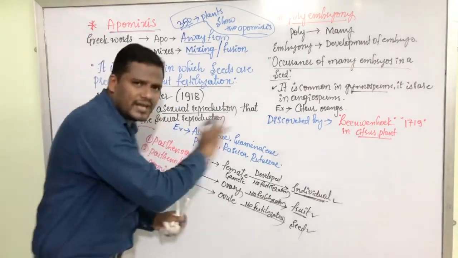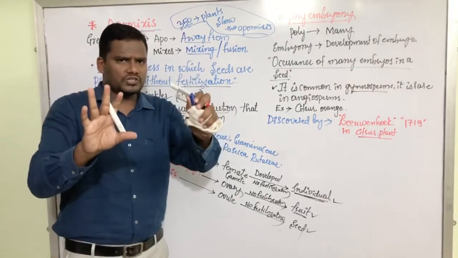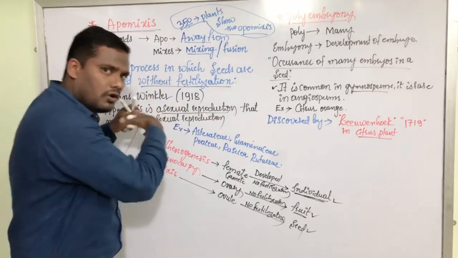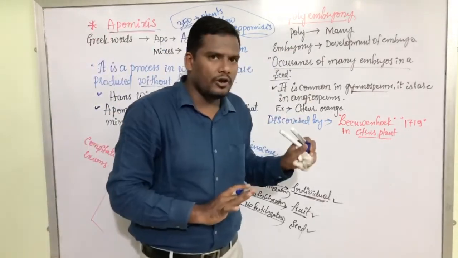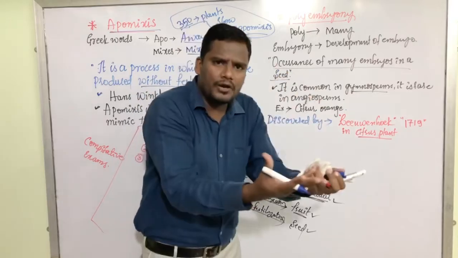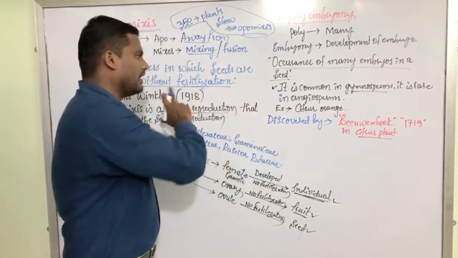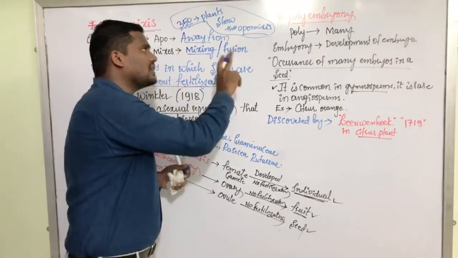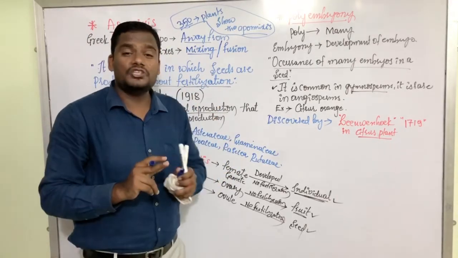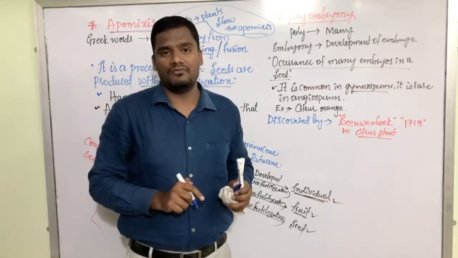The concept is very simple, my dear friends. Apomixis means development of seed without fertilization. Polyembryony means the occurrence of many embryos in a seed. I hope you have got an idea about both apomixis and polyembryony. This completes your second chapter, sexual reproduction in flowering plants.